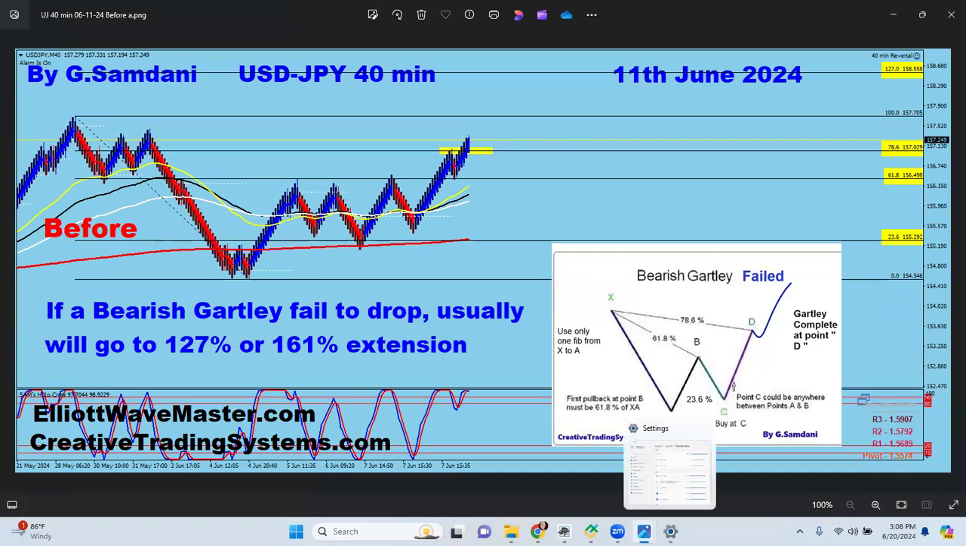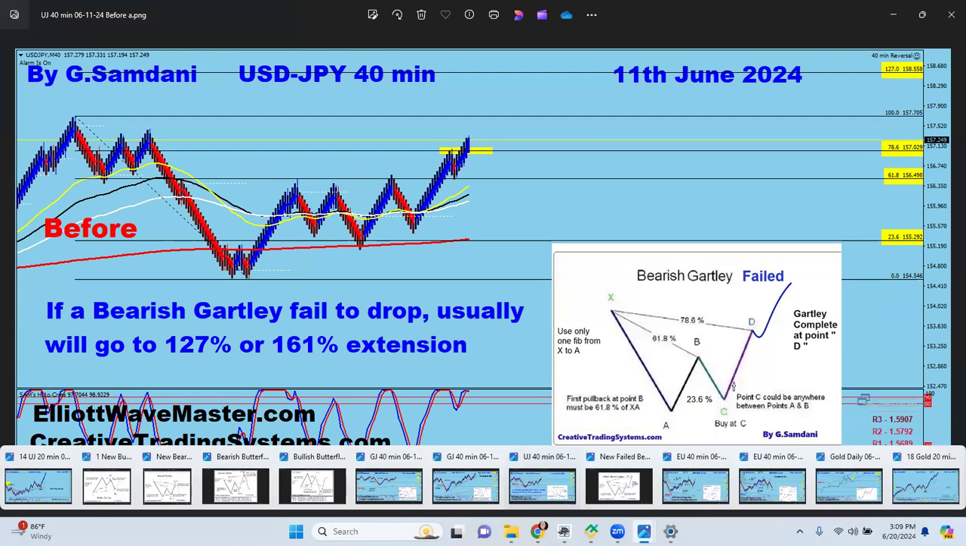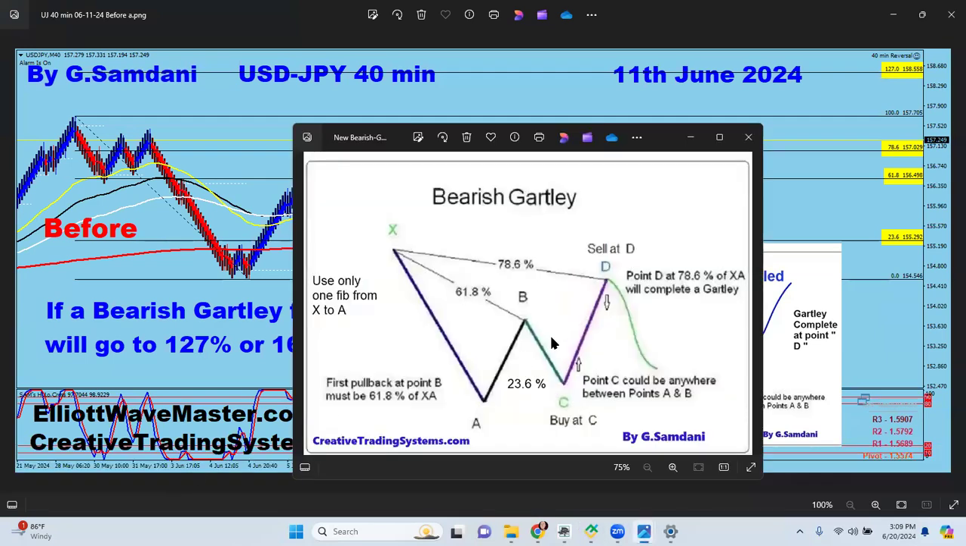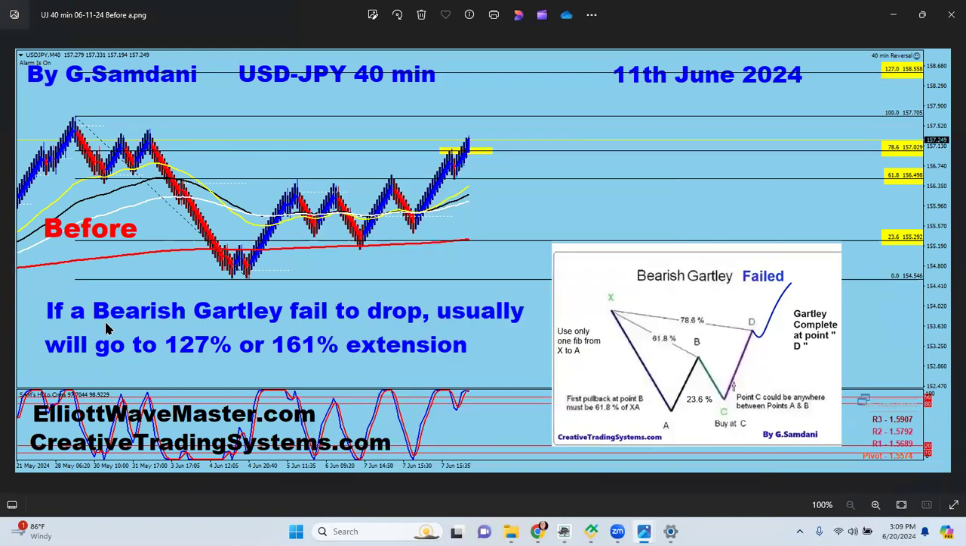Just like a Gartley pattern. Usually a small regular Gartley is like this, right? 61, 23, and then 78, and it's supposed to drop. But what if it failed to drop? That's exactly what I have written here. If a bearish Gartley fails to drop, then what will happen, how should we prepare ourselves, and what are we supposed to do? So I said here that usually it will go to 127 of the same Fib, by the way, the same Fib for the whole pattern all along.